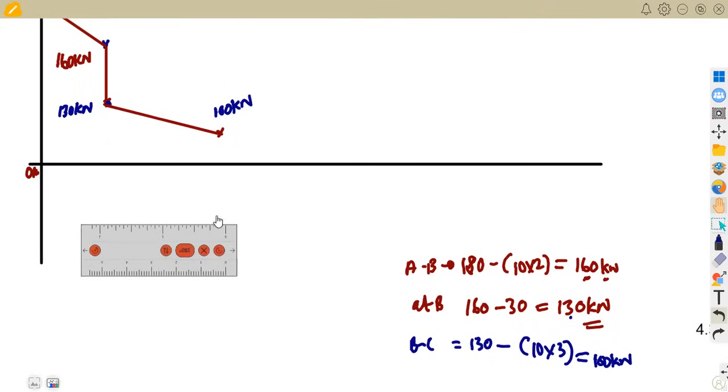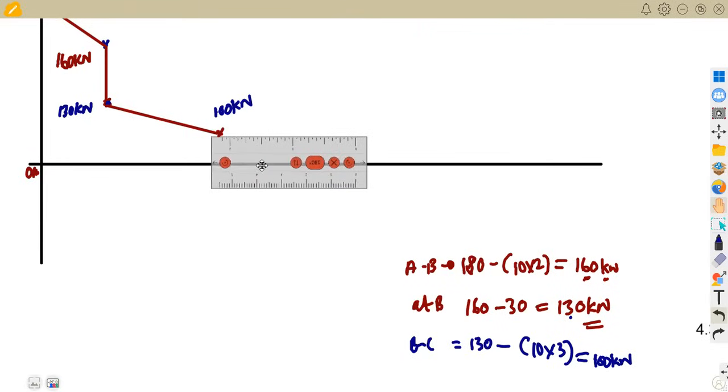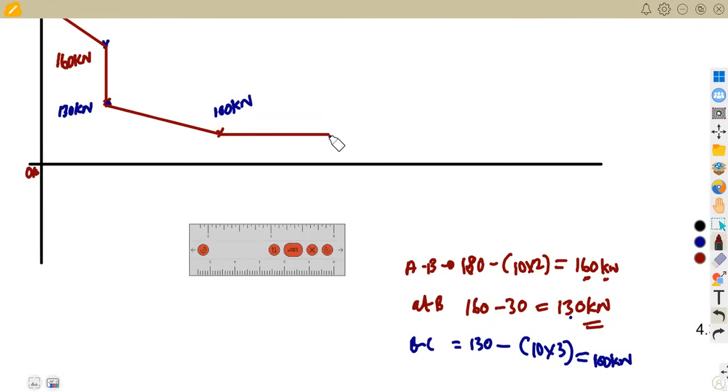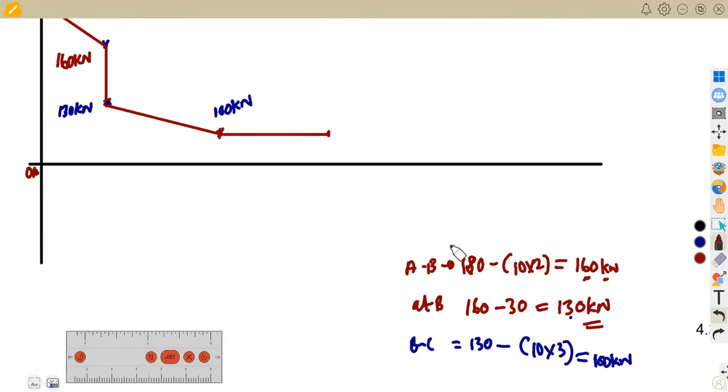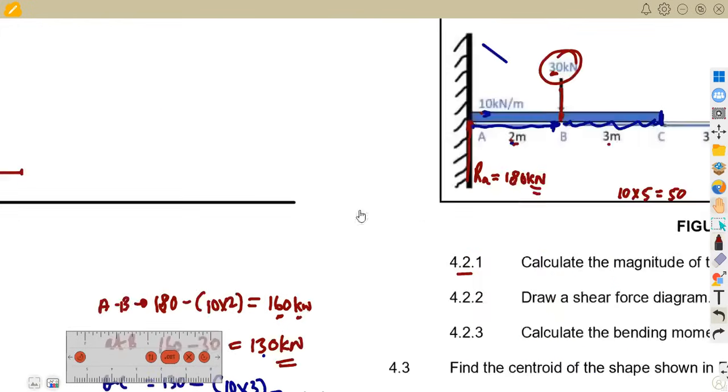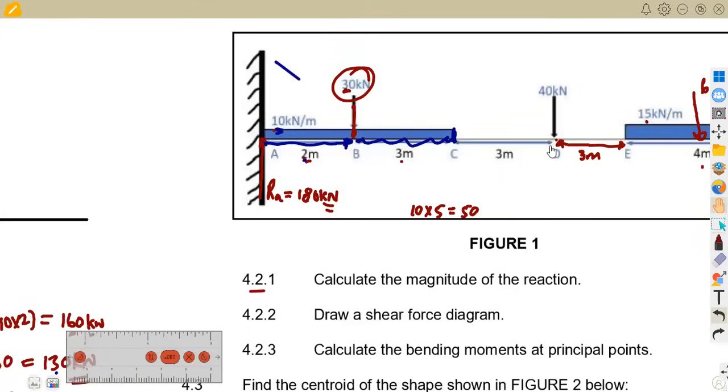We are just going to maintain a horizontal line straight from that point, because we do not have anything affecting. We do not have a point load. We do not have a distributed load. So it will maintain for a certain distance. We are still at 100. This is between the points C and D.